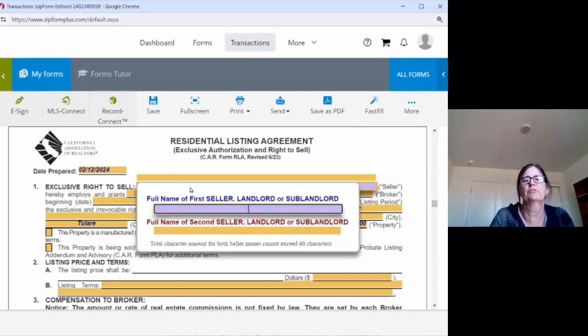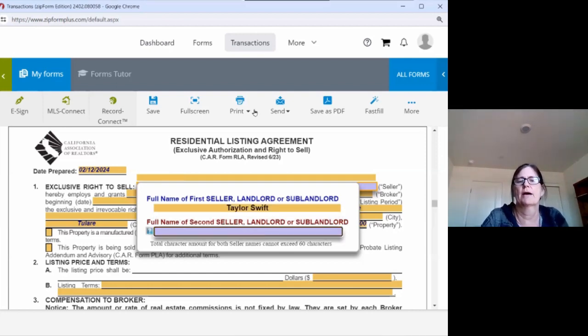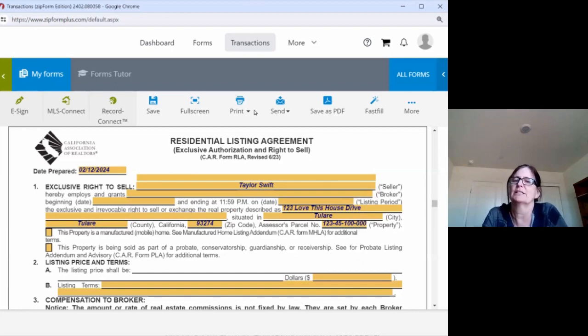Okay, so exclusive right to sell. For the name of our seller, we are going to sell Taylor Swift's house because she's been in the news a lot lately and she wants to move out of my small town of Tulare. So Taylor Swift is the seller, and she hereby employs and grants broker.